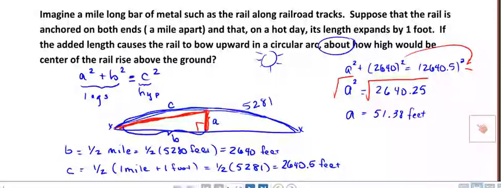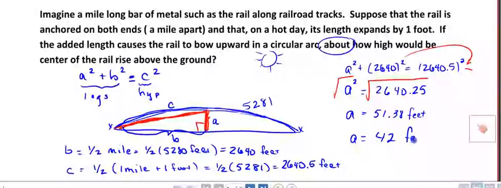And remember, A represents the height of that triangle. So that's the height of the bow in the middle of that circular arc. That's not the actual value. Remember, we're approximating. You might think, oh my God, that's an incredible amount. This piece of steel that's a mile long only increased in length by 1 foot, but it ends up being 51 feet high in the middle. How does that happen? Well, the arithmetic is right. The actual value, since we did some estimating, this isn't 100%, but the actual value is about 42.